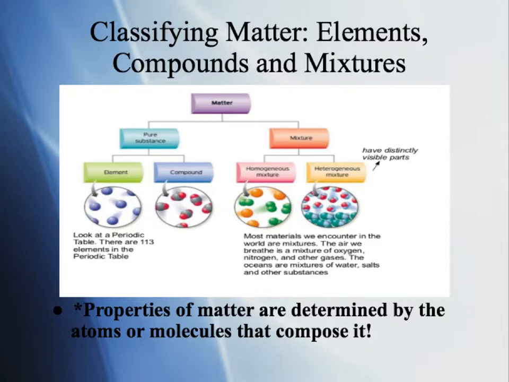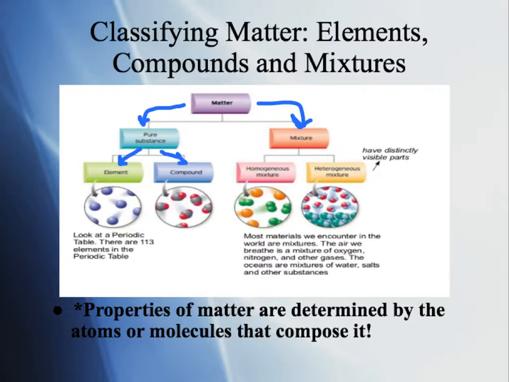Here's a nice schematic of classifying matter as elements, compounds, and mixtures. So all matter can be classified, like we said, into pure substances or mixtures. Pure substances can either be elements themselves, like the aluminum can, or compounds, like water.